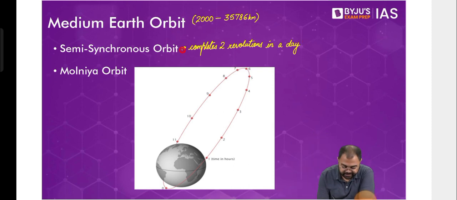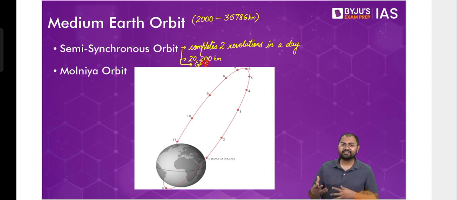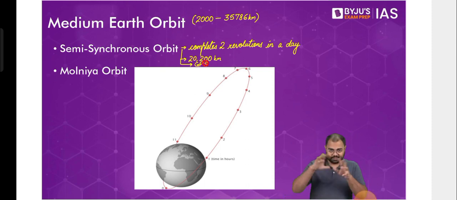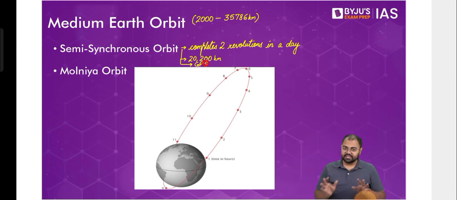Now, the height at which this is located is 20,200 kilometers from the surface of the Earth, and this is the orbit that is used by GPS. The GPS satellites that we use, for example, for Google Maps, when you are looking at the navigation, GPS is the satellite that largely is used. So GPS uses this semi-synchronous orbit. Right? So the semi-synchronous orbit is a kind of medium Earth orbit because it lies between 2,000 to 35,786 kilometers.